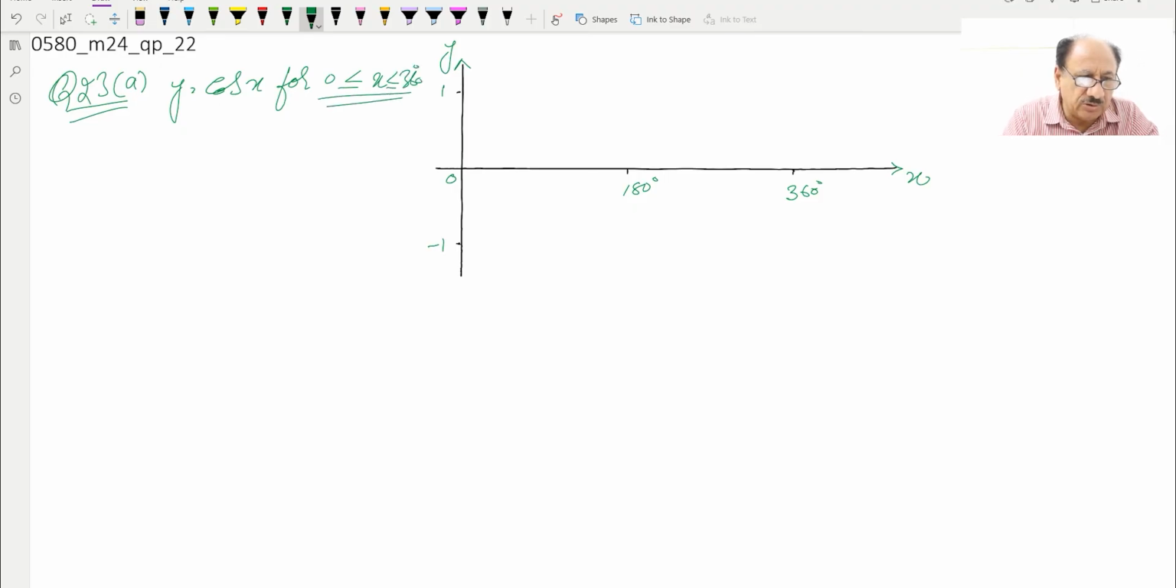For this range we need to sketch the graph. To sketch the graph, cos 0 is 1, so 1 point will be this one. Then we can take 90 degrees in the middle and 270 also, so this will be 90 degrees, this will be 270 degrees, and now cos 90 is 0, so this will be our point. Then cos 180 is -1, so -1 will be this one, and cos of 270 is 0.